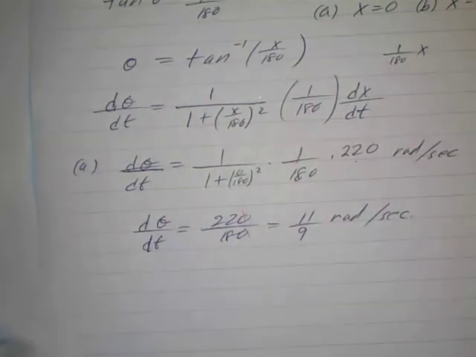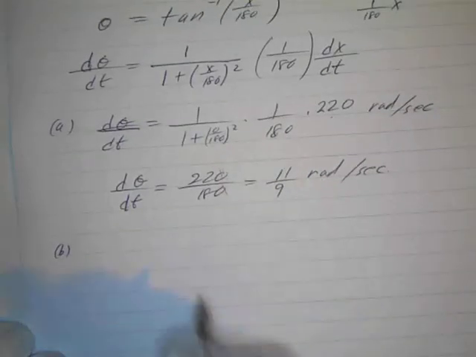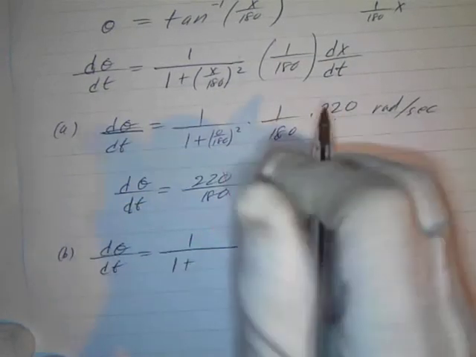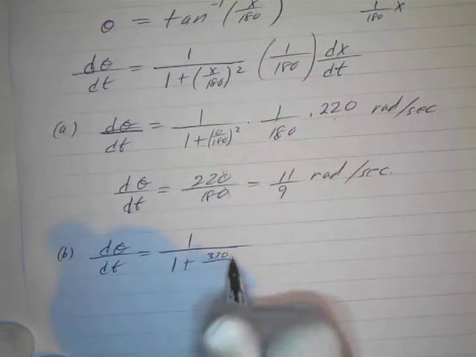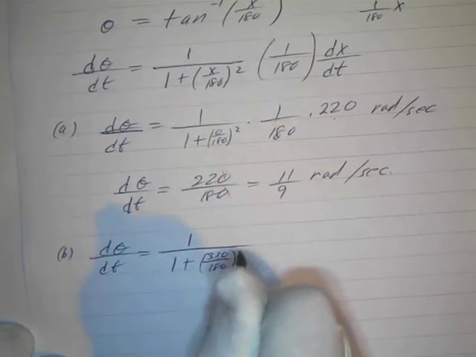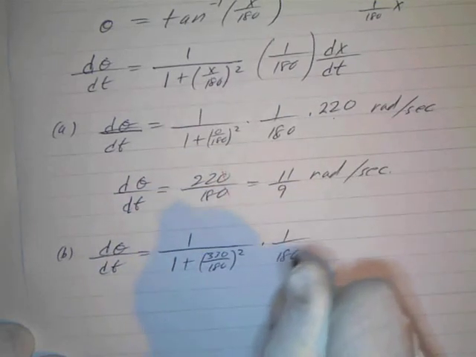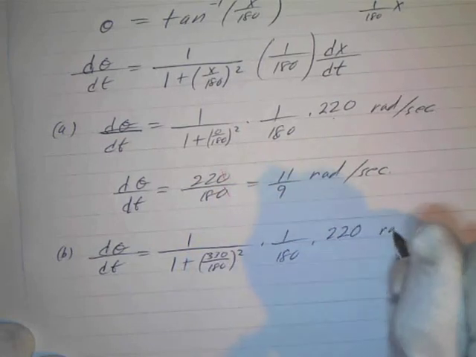Okay, now the B part is going to require a little bit more arithmetic. Everything's the same except x, instead of being 0 now, is going to be 330. So now we have dθ/dt equals 1 over 1 plus x, which is now 330 over 180, squared, times, again, the 1 over 180 times the 220. And again, that's going to be radians per second.